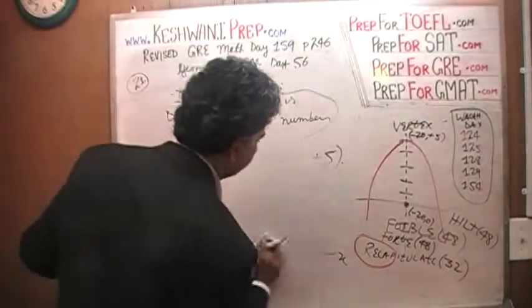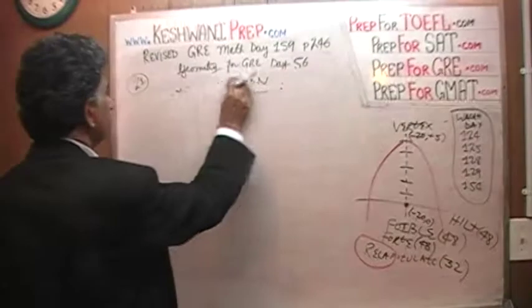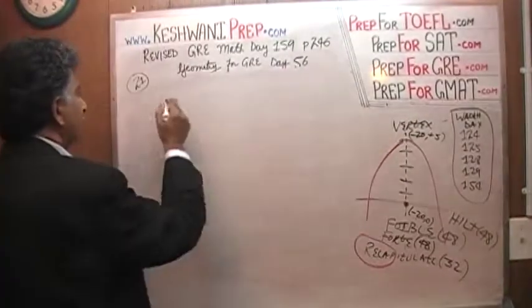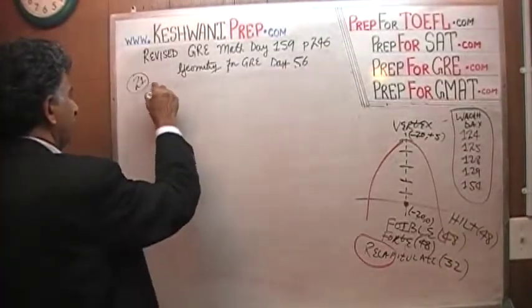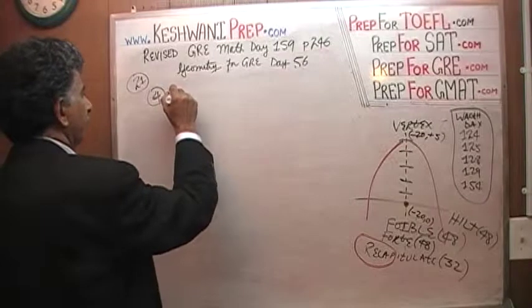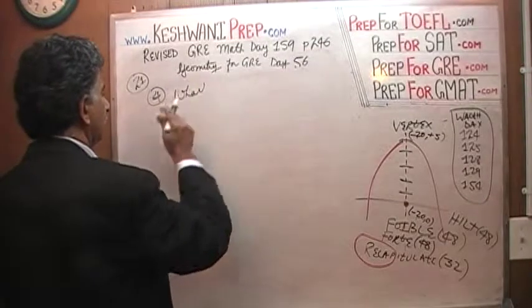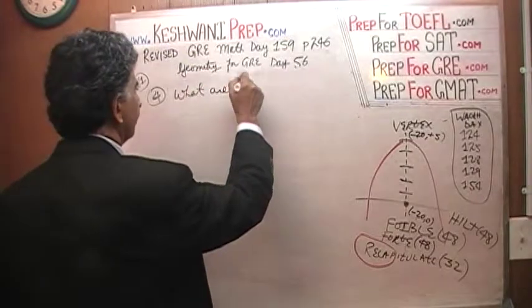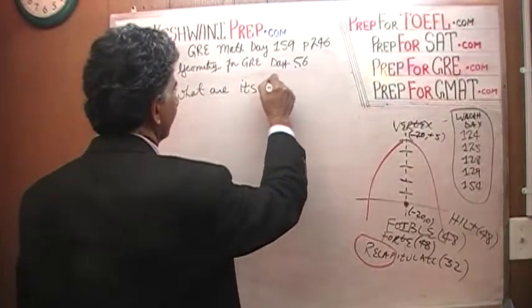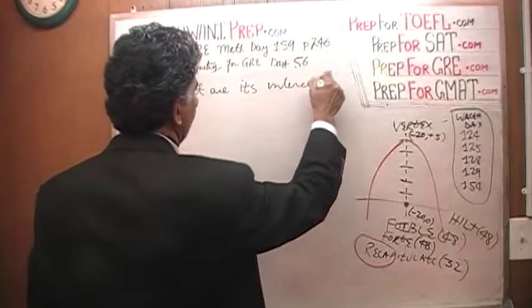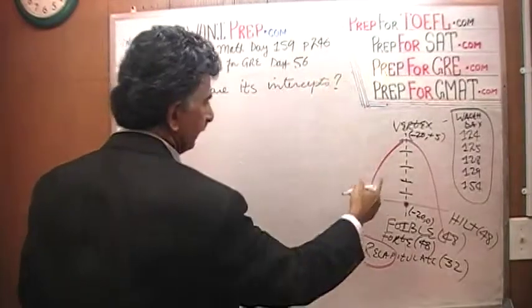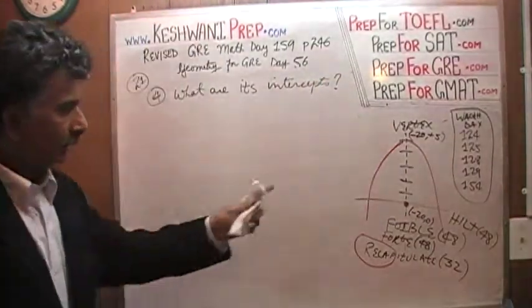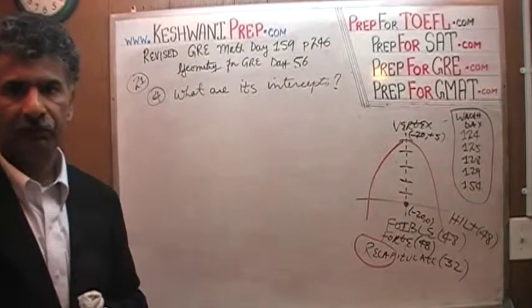So, let's continue here. The last question that we have to ask ourselves, question number 4, is: what are its intercepts? What are the intercepts of this guy? In other words, where does it cut the x-axis and where does it cut the y-axis?